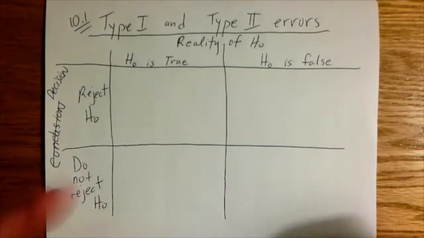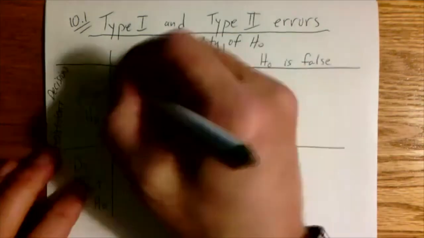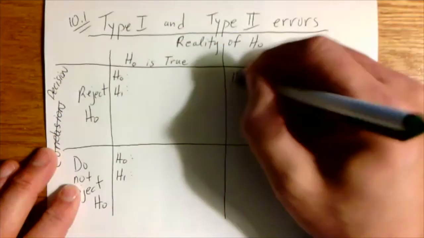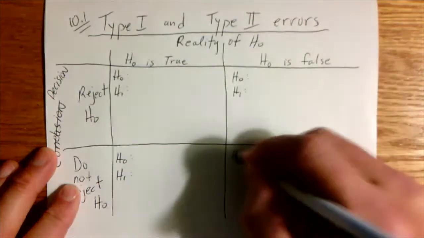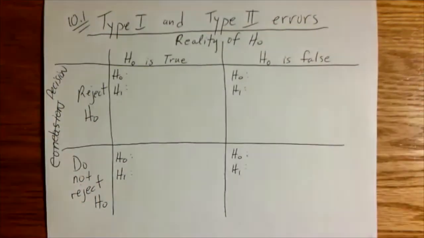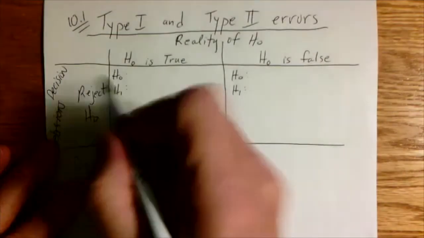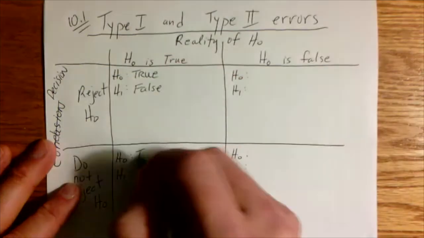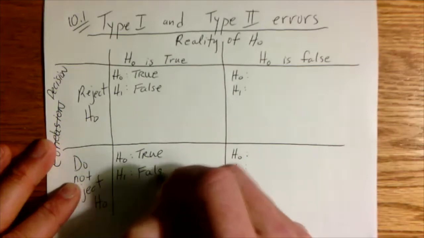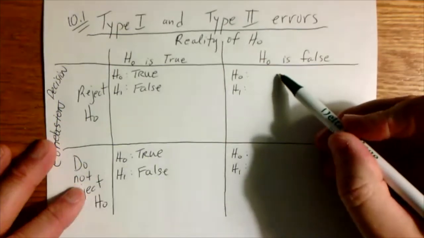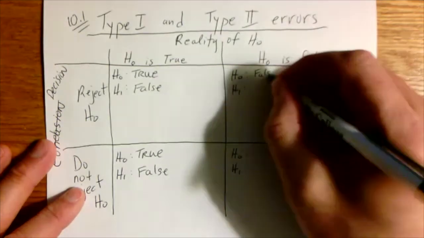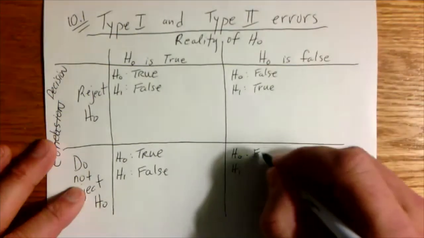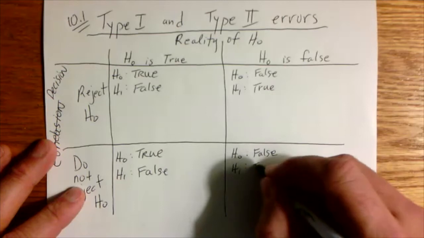The null hypothesis is true or it's false. So I'm going to create a little graphic here for the null hypothesis and the alternative in each case, just so you can get a sense of what we're doing in each case. For this column, the null hypothesis is true, and that makes the alternative hypothesis false. Whereas over in this column here, the null hypothesis is false, and therefore the alternative hypothesis is true. So the null is false, and the alternative is true.